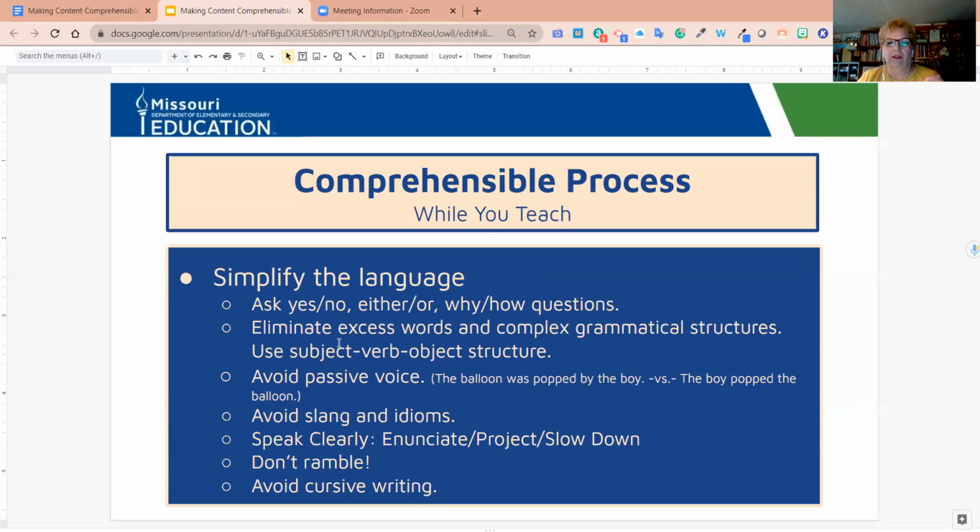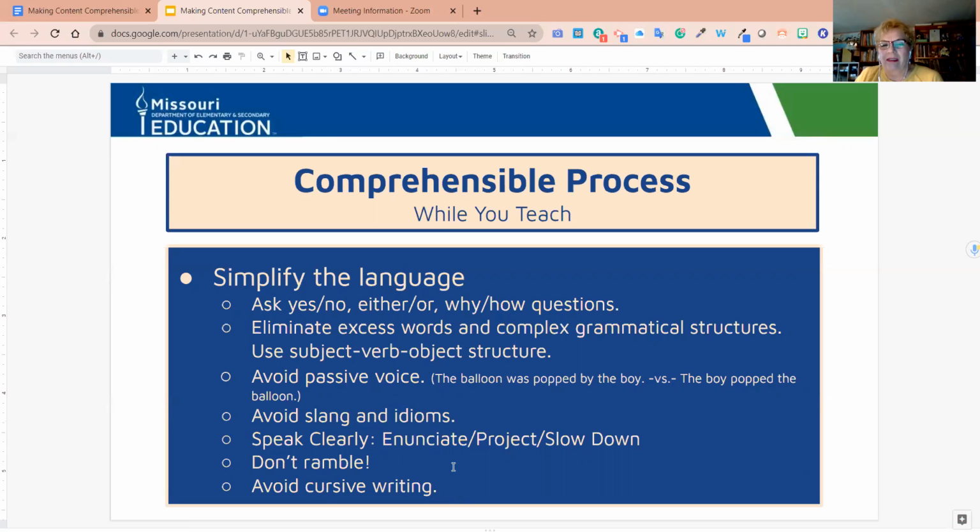So you're going to use the subject verb object structure to your sentences, and you avoid passive voice like this says. Instead of saying the balloon was popped by the boy, you say the boy popped the balloon. Also slang and idioms, they are not cross-cultural. So some countries don't use slang and they don't use idioms. And some of the things we say really take them aback because they don't understand what we're talking about, and they take things literally when we're using slang or idioms.